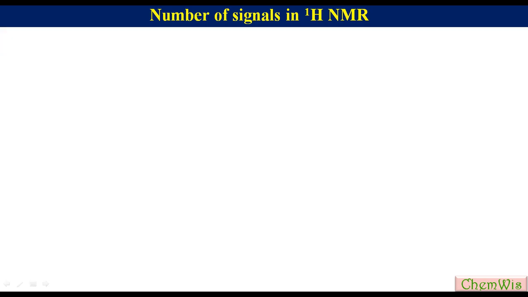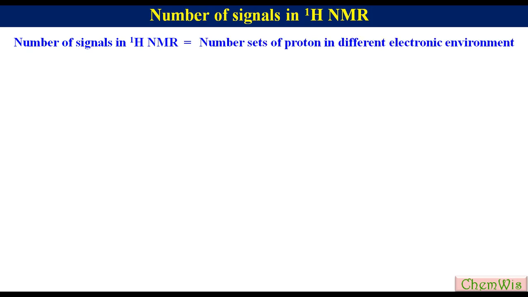Number of signals in the proton NMR of a molecule tells us how many sets of protons in different electronic environment there are in the molecule. So, the number of signals in the proton NMR is equal to the number of sets of protons in different electronic environment. We will learn more if we go through examples. Please view the complete video to clear your concept. We will start with a very simple example and complexity will increase as the video proceeds further.